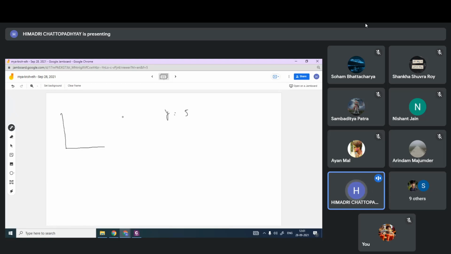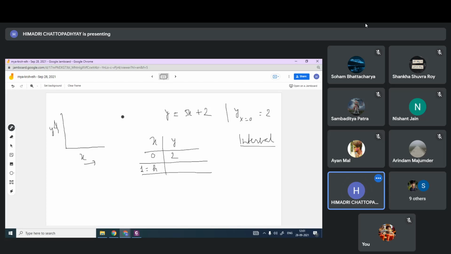Suppose y equal to 5x plus 2. How can you plot this? Say the condition is y at x equal to 0 is 2. So you can plot the graph of x and y. x is 0, y is 2. Now you have to think of an interval, meaning what is the next value of y for the next x? So say the interval h equal to 1. With interval h, the value will be 7.